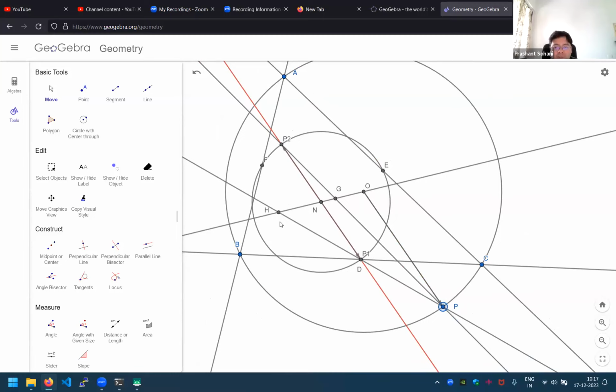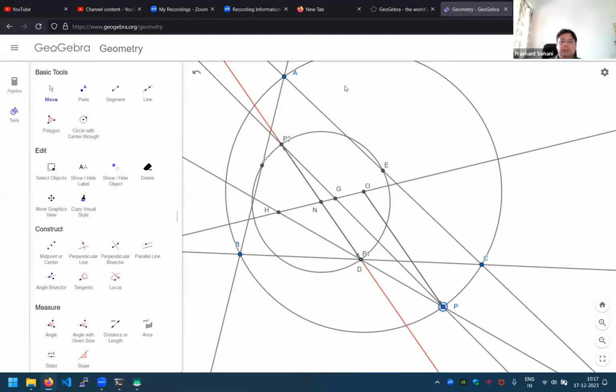Can anybody suggest what the position of point P is? What is special about the point P in this particular configuration? Is it diametrically opposite to A? Yes, correct. It has to be diametrically opposite to A.